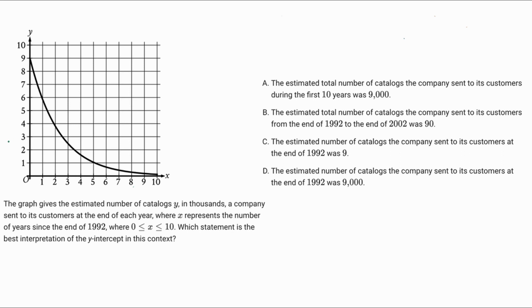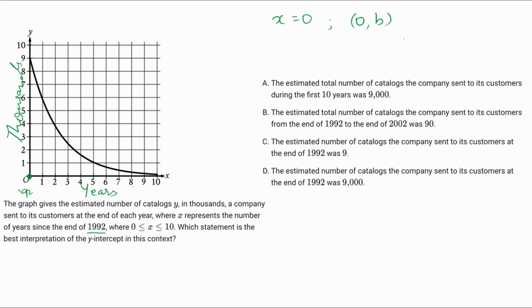So in the y-axis, it is the number of catalogs sent, and it is in thousands. And the x-axis represents the number of years. So we'll write years here. So the initial year, that is when x is equal to 0, it represents the year 1992. So at the origin, we have the year 92. So we know that the y-intercept is nothing but when the x value is equal to 0 and the curve intersects the y-axis at some point, then that point is called the y-intercept, that is (0, b).